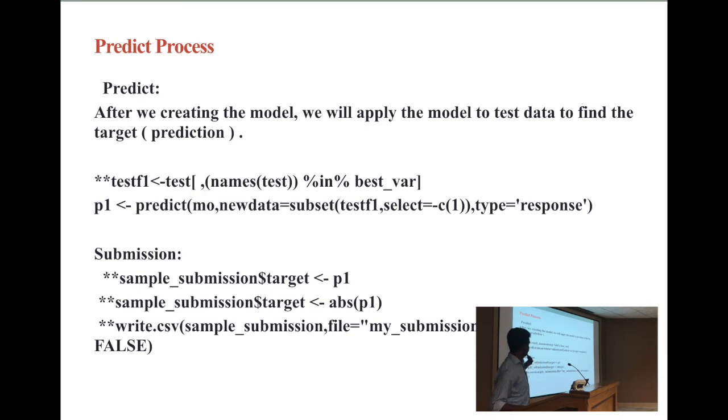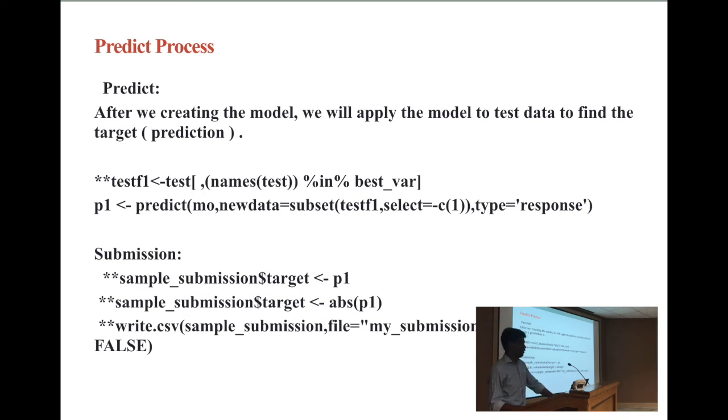Here I give MO as the model that I already created, the new data set subset, and test one as the test data set. I just remove the first ID column and then find the prediction value for all the other variables, with type equal to response. Response means I need only the numerical value from the prediction. That's why I gave response. Otherwise you give terms and link.